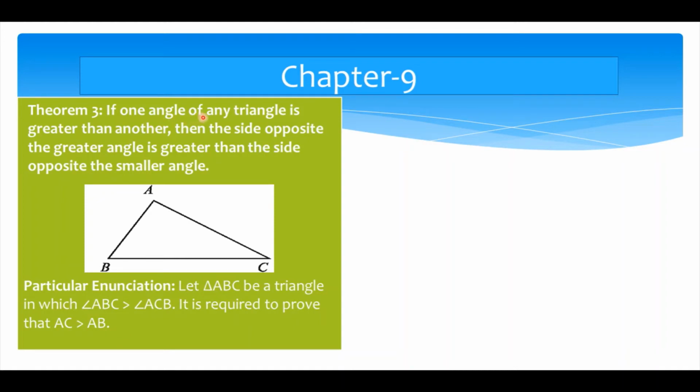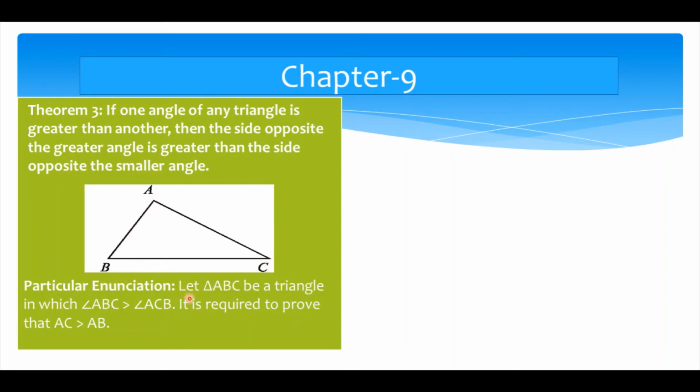If one angle of any triangle is greater than another, this is the one angle is greater than the another angle, then the side opposite the greater angle is greater than the side opposite the smaller angle. You can understand now. This is the angle ABC, that means angle B, and the opposite side is AC, and this is the angle ACB, and the opposite side is AB. So we have to prove that AC is greater than AB.